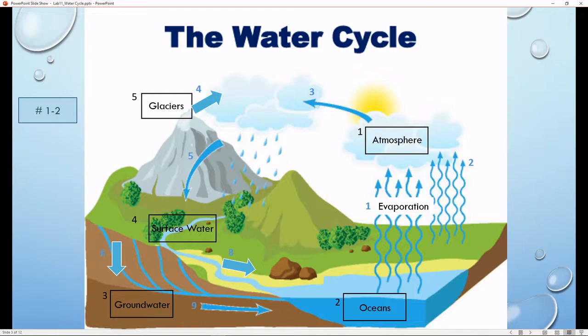As far as the pathways for them, evaporation happens when the water heats up and moves from a liquid to a gas. So here, moving from the ocean to the atmosphere as evaporation. This does also happen over surface water as well, but just for the sake of simplicity and ease here, it's just shown over the ocean.